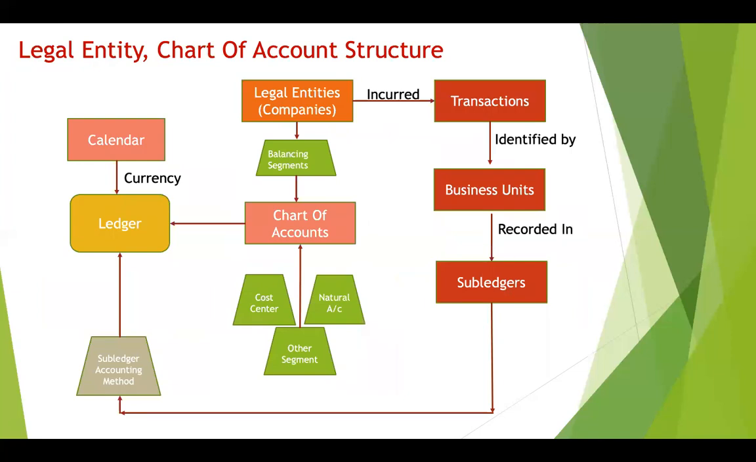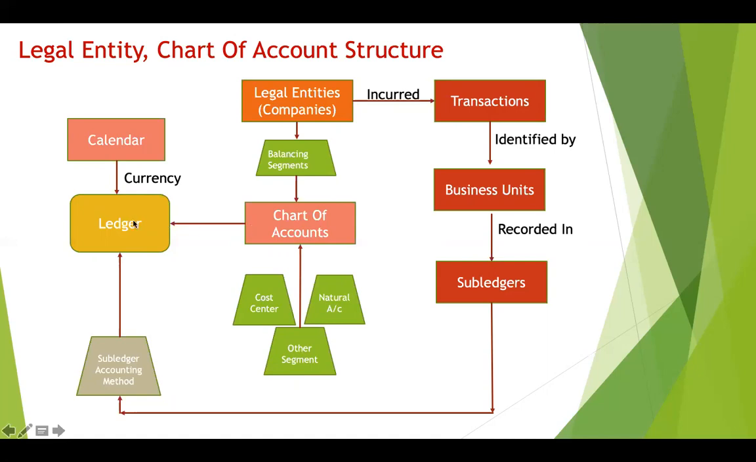The legal entity and chart of account structure: a legal entity is a company. At the company level, it's the balancing segment, so all your transactions are balanced at the legal entity level, which are tagged to the chart of accounts. Your chart of accounts is the combination of the balancing segment, cost center, natural account segment and other segments, some for future use. All these green highlighted boxes form a chart of accounts, and eventually this chart of accounts links to the ledger.